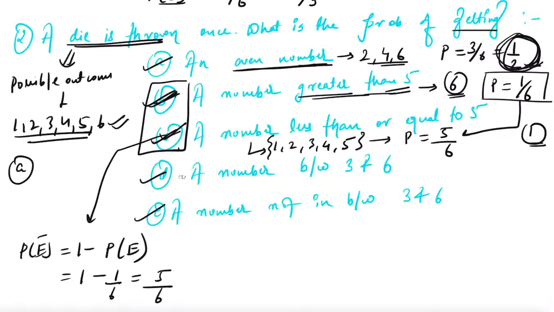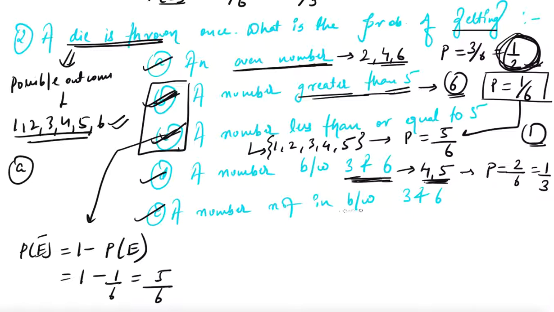Let us say the fourth example, a number between 3 and 6, right? So what are my possible outcomes in this case? If I want a number between 3 and 6, 4 and 5, right? Because 4 and 5 are the only numbers that are between 3 and 6. We do not have to consider 3 and 6. We have to only consider numbers between them, that is 4 and 5. So what is my probability? Two possibilities out of total 6, so 2 by 6, that is 1 by 3, right?